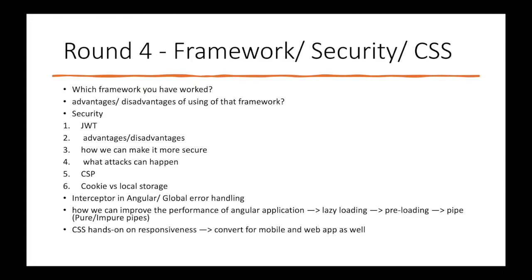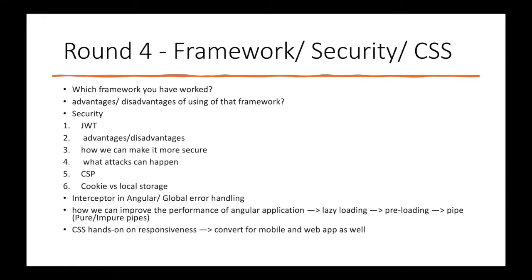So what is the CSP, that is the content security policy, and how did you store the token? For the JWT, the backend used to send the token, and we need to store it on the front end. There are multiple ways we can go: the cookie, local storage, and the session storage. So we had a very healthy discussion over this topic, and he liked my security point of view and my knowledge of the JWT. Yeah, so that was a plus for me.